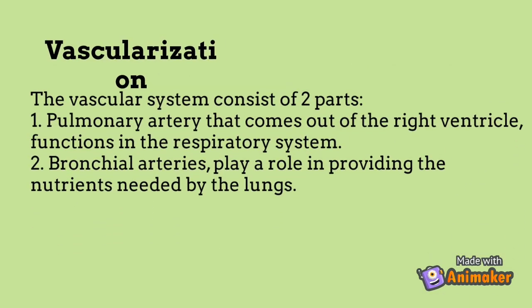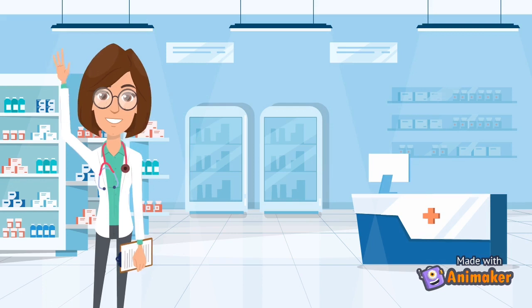Vascularization. The vascular system consists of two parts. Number 1, pulmonary artery that comes out of the right ventricle, functions in the respiratory system. Number 2, bronchial artery, plays a role in providing the nutrients needed by the lungs.